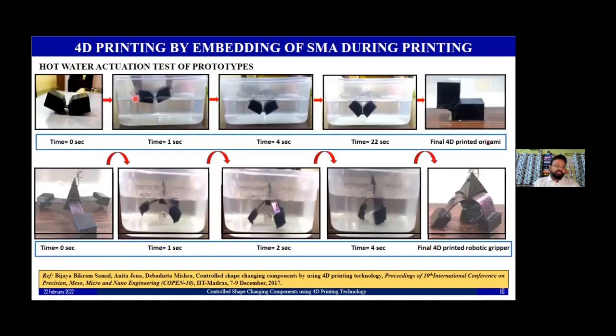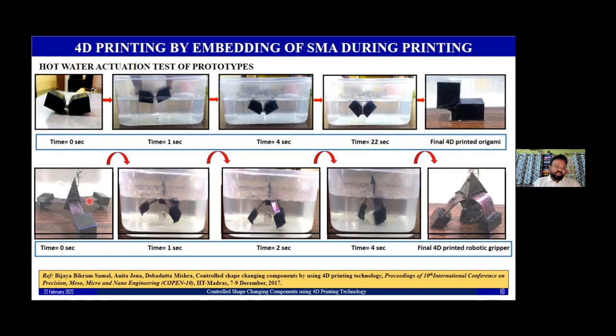Once it is completed, we can go for the hot water actuation test. Here we can see that once we have printed the part, we can use it for actuation, and it took about 22 seconds to come to its final shape. So that is a 4D printed origami structure, we can say.